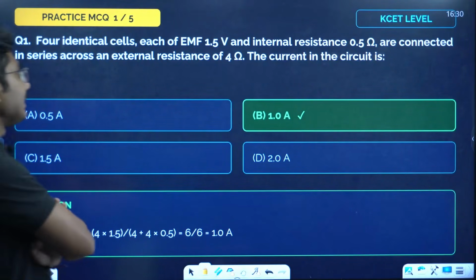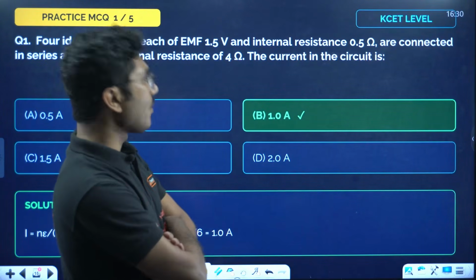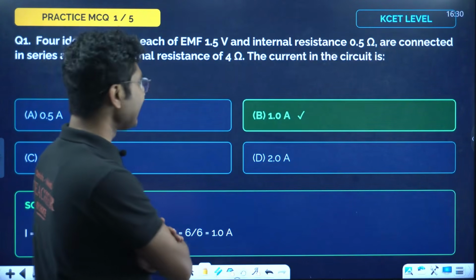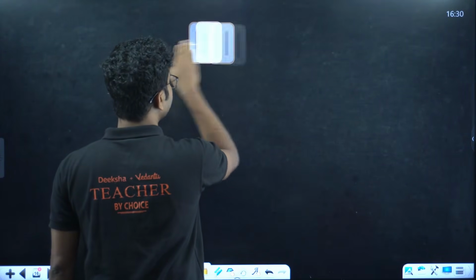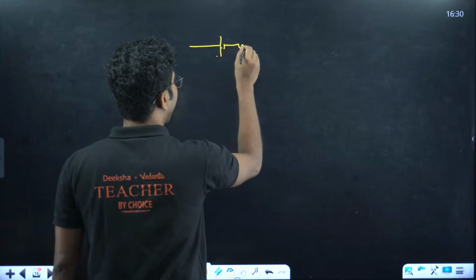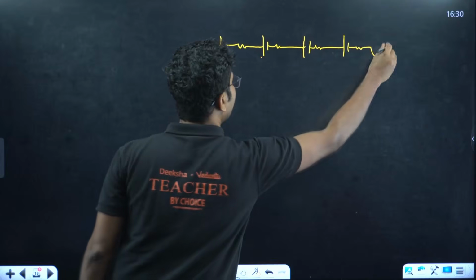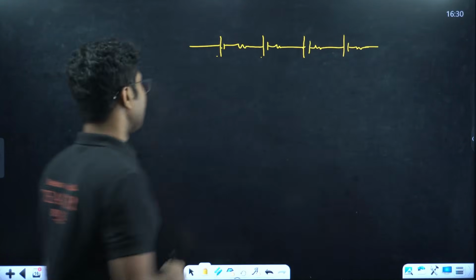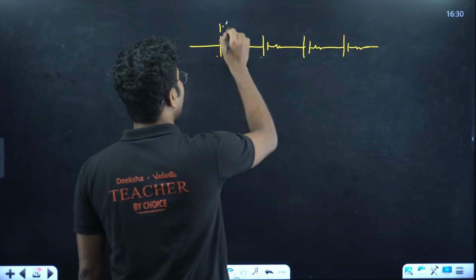4 identical cells, each of EMF 1.5 volt and internal resistance 0.5 ohm, are connected in series across an external resistance of 4 ohm. The current in the circuit is? So 4 identical cells, each of EMF 1.5 volt. You don't need to draw that in the exam, by the way, if you have understood the problem. Now 4 cells, each of EMF 1.5 volt and internal resistance 0.5.